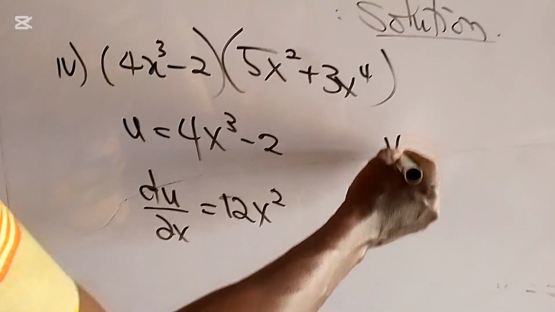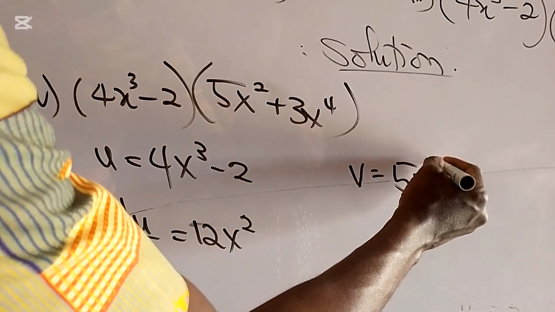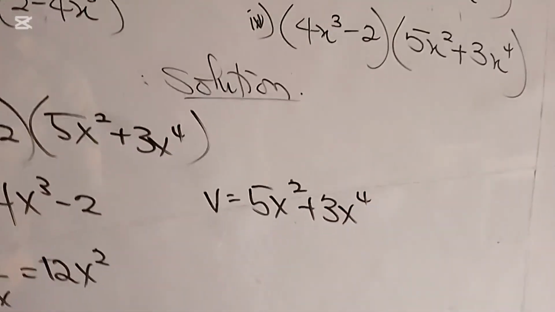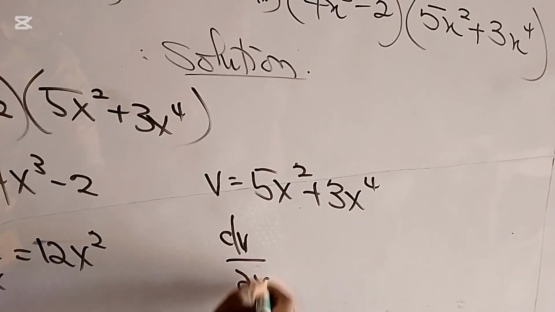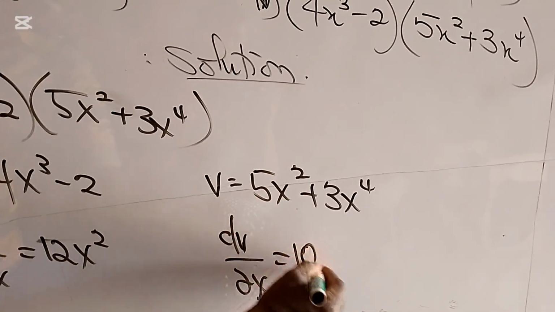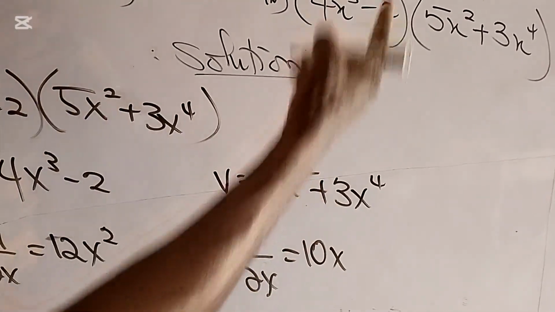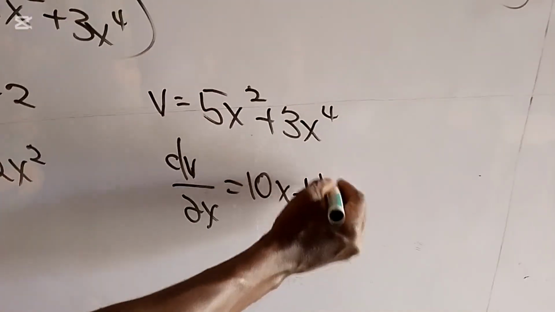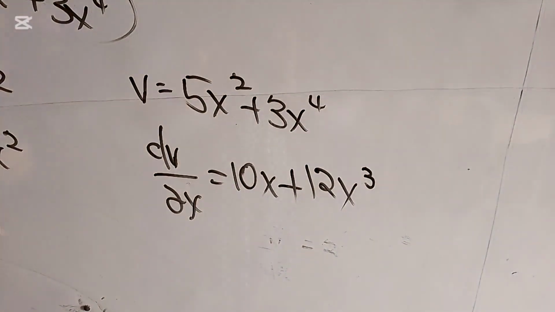Then we'll have our v. Our v is 5x squared plus 3x to the 4th power. When we differentiate v with respect to x, this will give us 10x. You just use the 2 to multiply the 5, then you subtract 1 from the exponent. Plus, use the 4 to multiply the 3, giving us 12. We subtract 1 from the exponent, 3. So we are good to go.